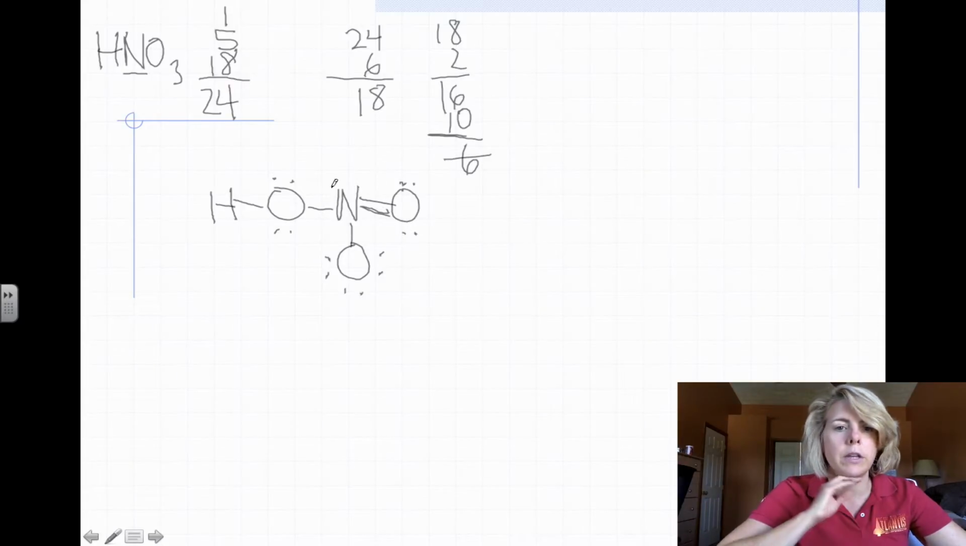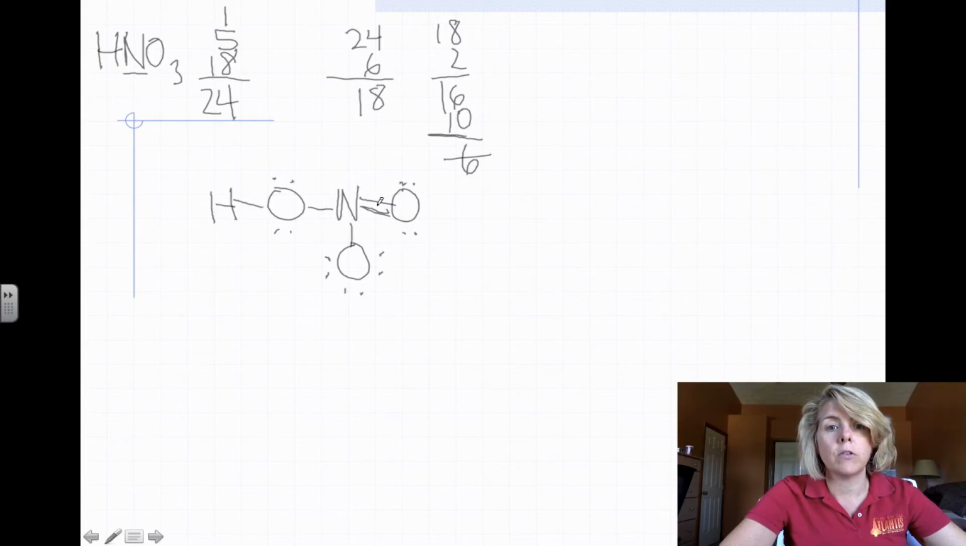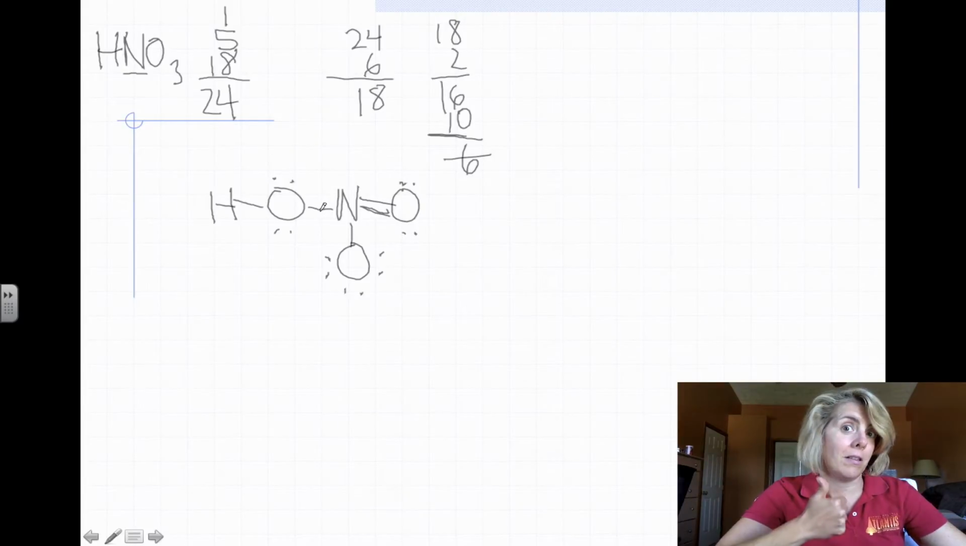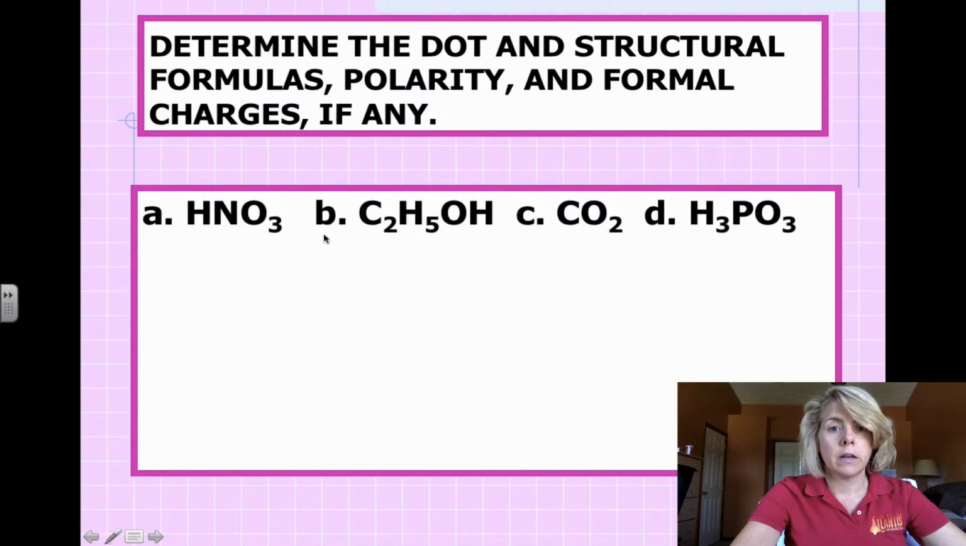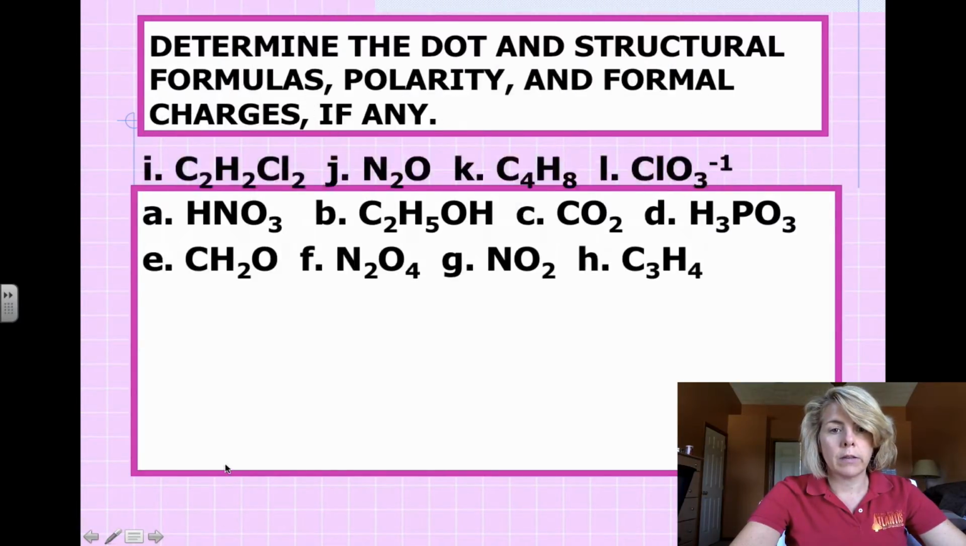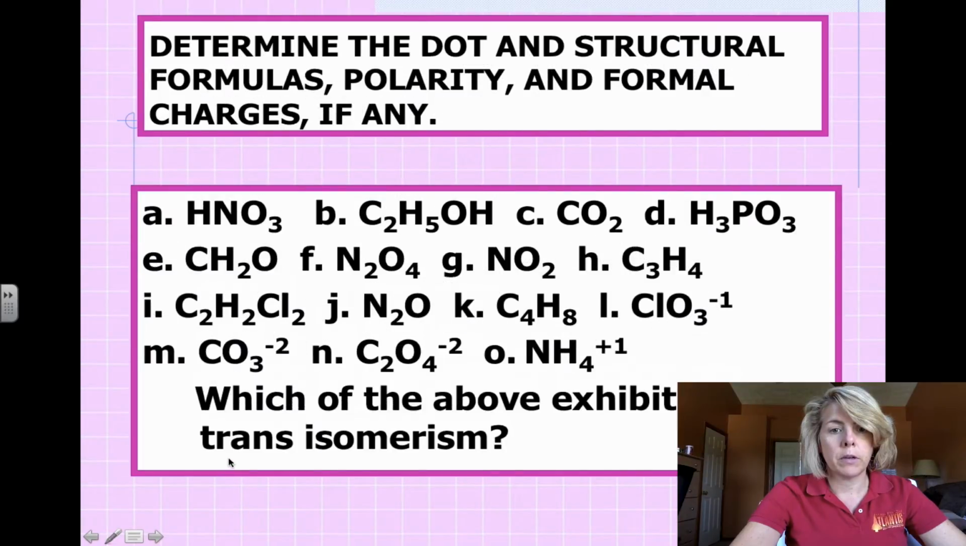Now let's make sure that nitrogen and oxygen have enough electrons. So 2, 4, 6, 8. This one has enough electrons, and then nitrogen has 2, 4, 6, 8. So it's good. All right, so I'm going to go back. I said I want to do CO2. So we're going to go to the next example here.